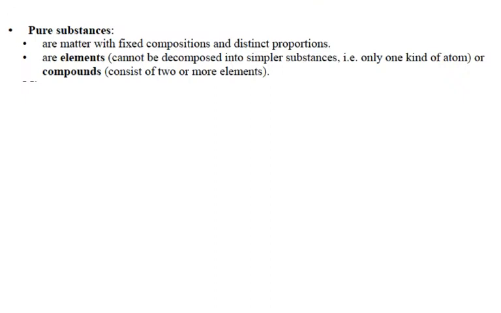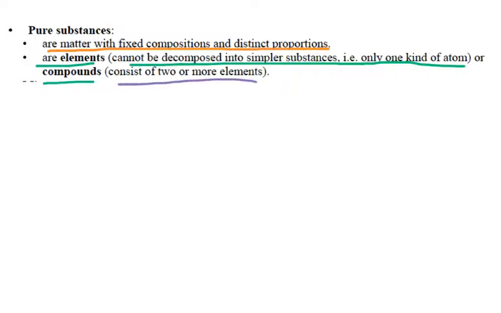And we look a little bit at what we term pure substances. Pure substances, fixed composition, and distinct proportion. Pure substances are either an element or a compound. Elements cannot be decomposed into simpler substances, have only one kind of atom, but compounds consist of two or more elements chemically attached together.